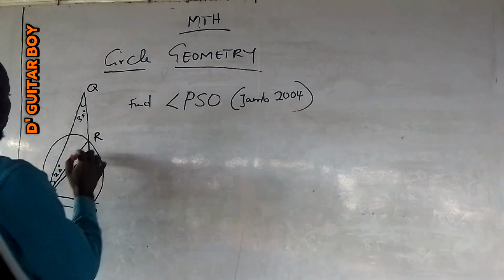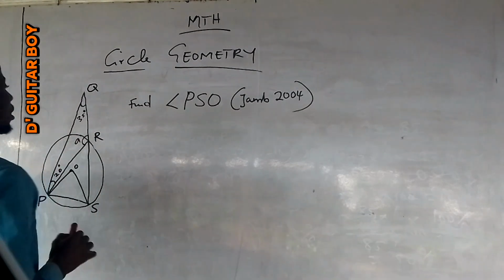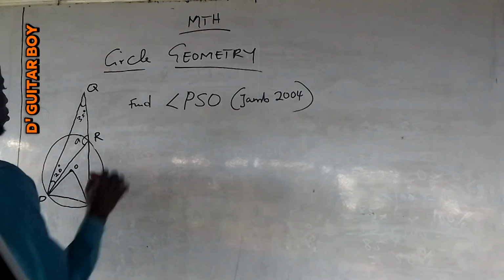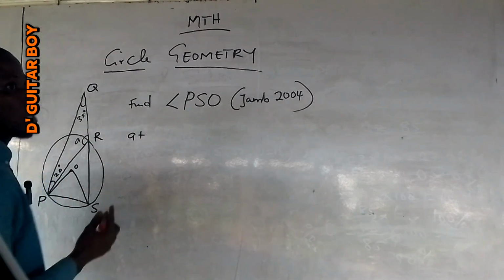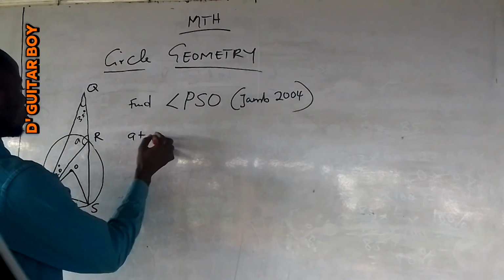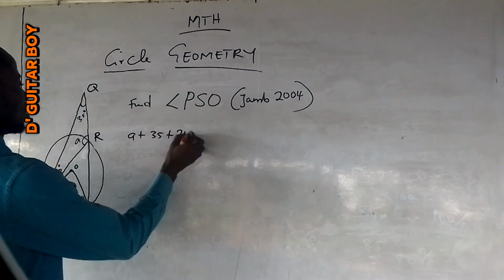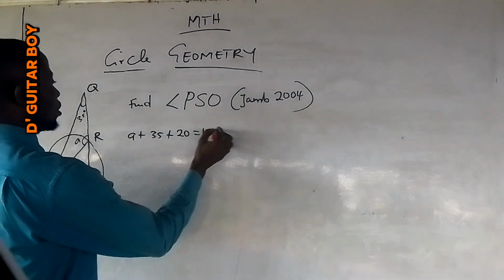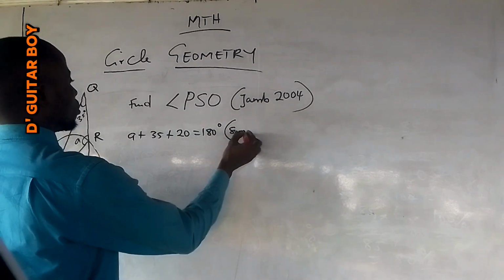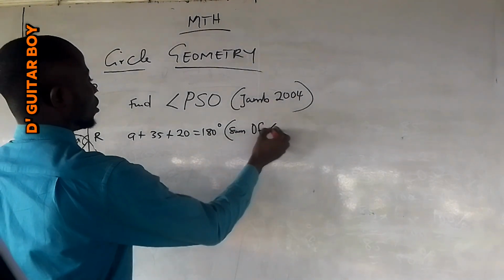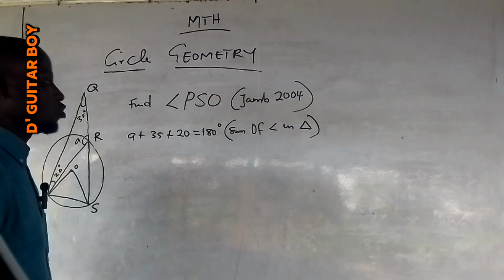Now, how do we get here? First thing we do, let's say this angle is A. Let's call it A. If we call this angle A, I told you that you can always modify your figures. A plus 35 plus 20 equal to 180 degrees. What's the reason? Sum of the angles in a triangle.